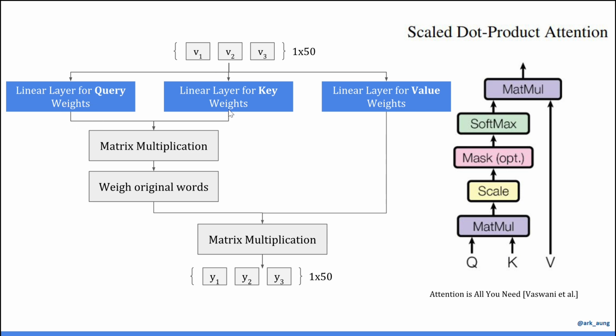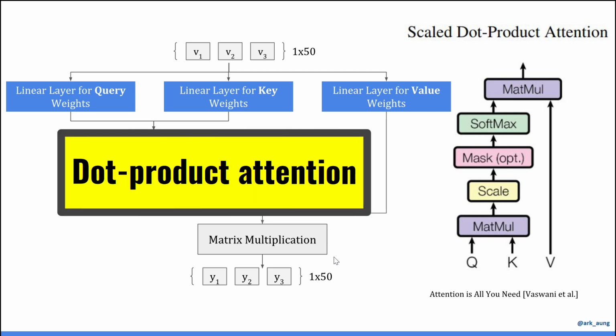The edge coming out of the linear layer of key weights is K, and the edge coming out of the linear layer for query weights is Q. You do matrix multiplication, skip scale and mask for a while, and then you do a softmax, weigh the original words, and you do matrix multiplication with the edge coming out of the linear layer of value weights, which is essentially this V. And that's it. That's your dot product attention. And remember, I have skipped the scale part, so I still cannot call it scaled dot product attention. It's just dot product attention.